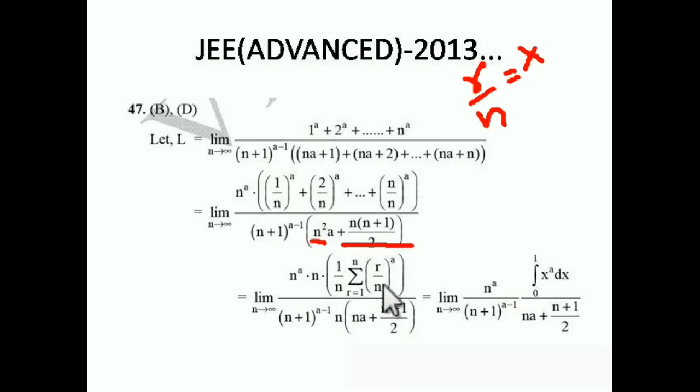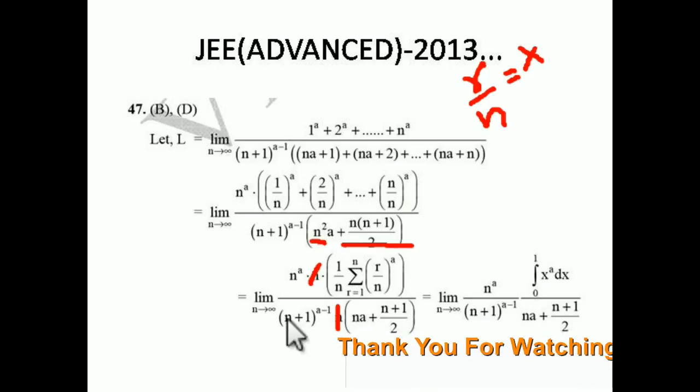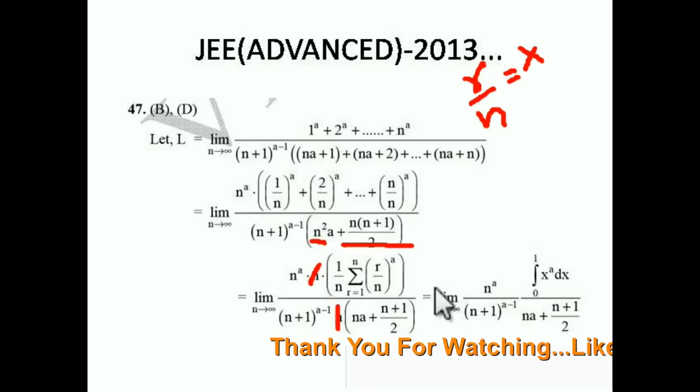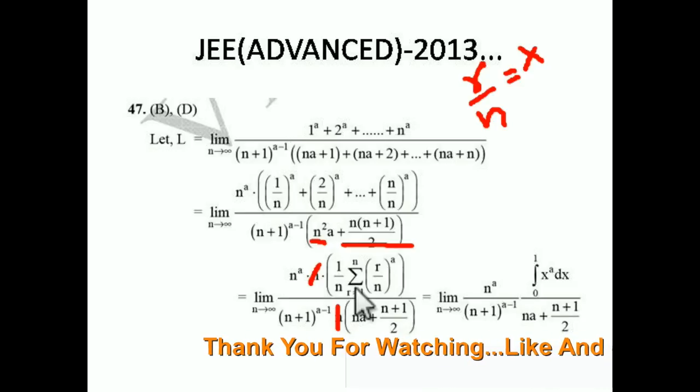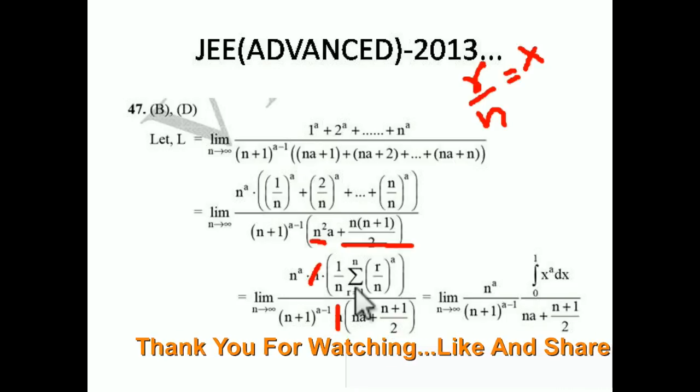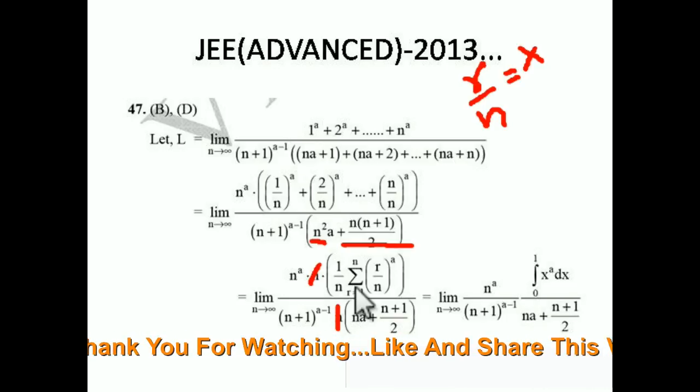So r by n is equal to x, and we have x raised to a here, and dx here. This n raised to a and this n raised to a, and this n and this n get cancelled out. So we are left with na plus n plus 1 by 2 here, and this term as it is. Understood? Now the main thing, as I told you earlier in the videos, is to convert the limits.